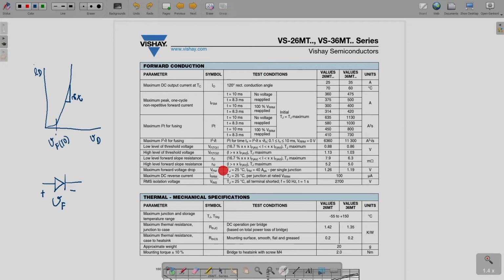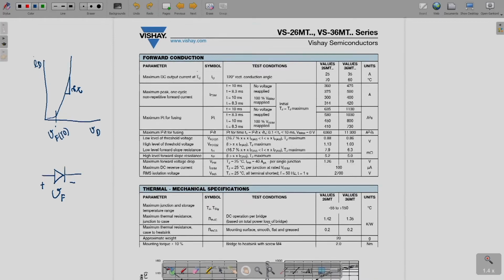Okay, so, what you can see, this VFM is mentioned over here for 25 degree C, and this is 1.26 volt for this 26 MT series, and for 36 MT series this is 1.19 volt. So, that is why if you recall, I had told you that many of them have this voltage of 1.2 volt around as the forward voltage drop. Then DC reverse current maximum, that is the leakage current. So, that is given as 100 microamperes. Then there may be other specifications also that may be provided.